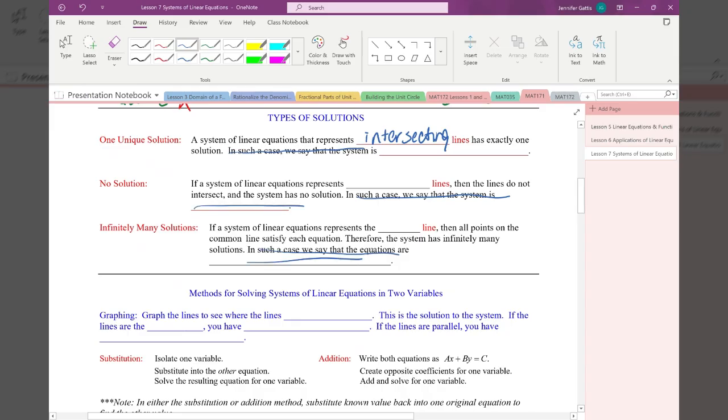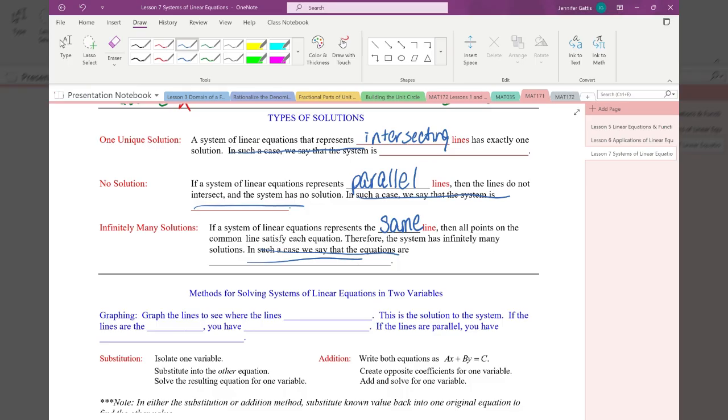Now, if the system of linear equations represents parallel lines, then the lines do not intersect and the system has no solution. And if the system of linear equations represents the same line, then all points for both lines satisfy both equations. So the system has infinitely many solutions.